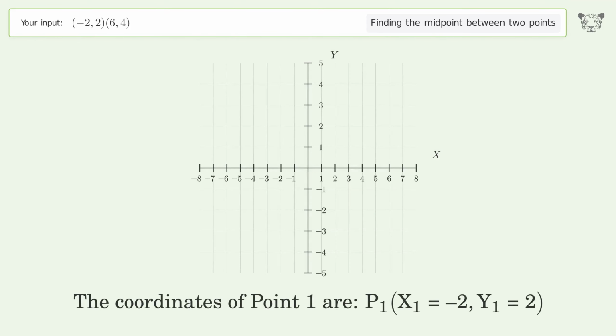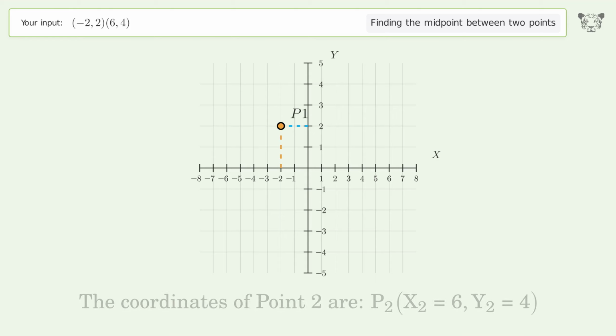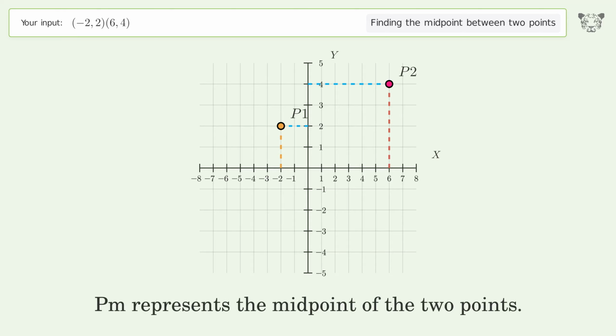The coordinates of point 1 are x1 equals -2, y1 equals 2. The coordinates of point 2 are x2 equals 6, y2 equals 4. PM represents the midpoint of the 2 points.